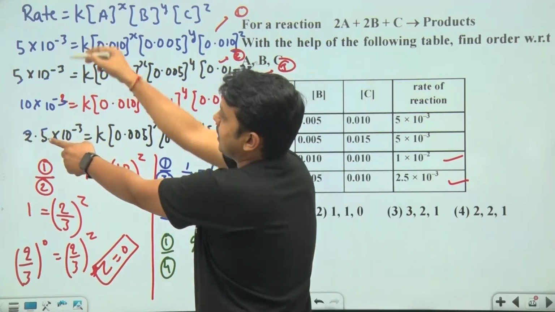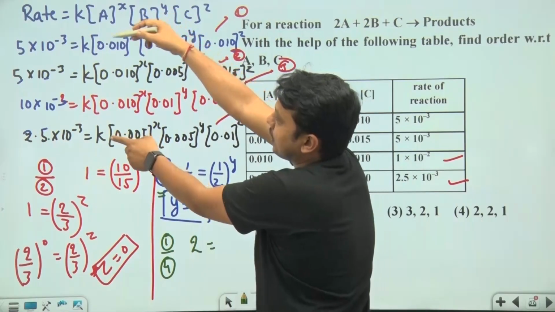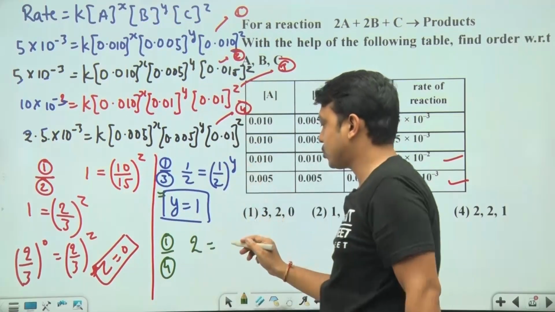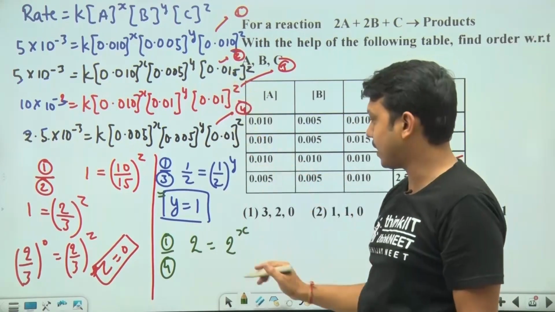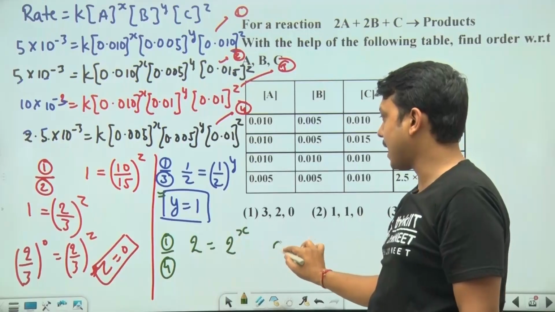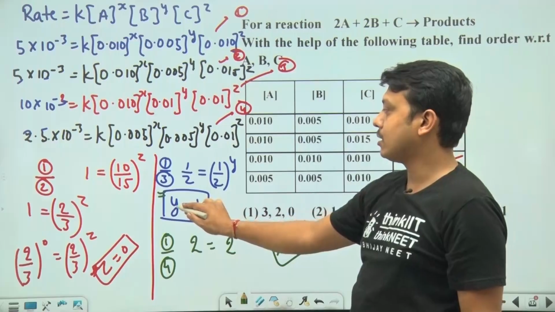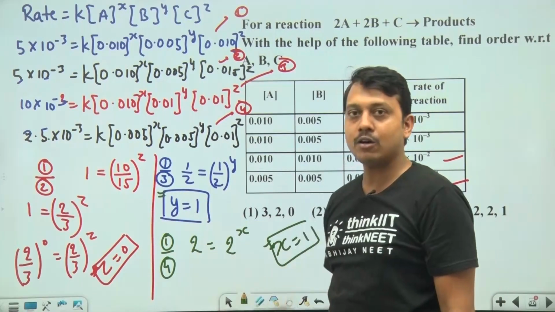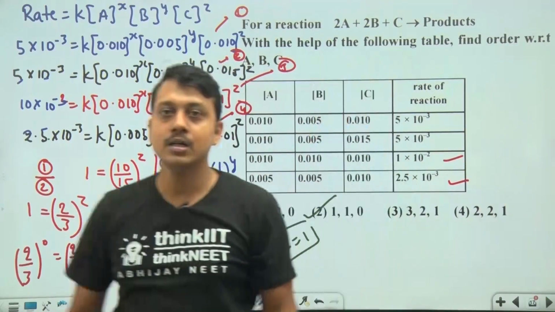Clear? Because 10 to the power minus 3 will be cancelled out, and 2.5 times 2 is 5. So K will be cancelled out, this one becomes 2 to the power x, and the rest everything will be cancelled out. So from here we get x is equal to 1. So we can say that the value of x is 1, the value of y is 1, and the value of z is 0, and it is given in option number second.